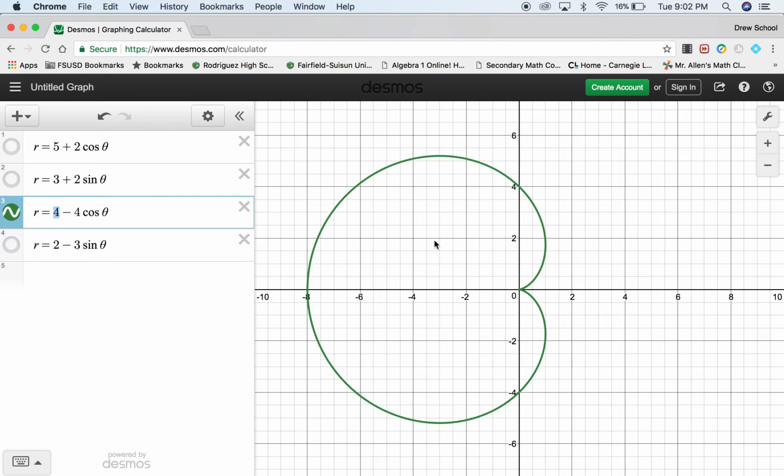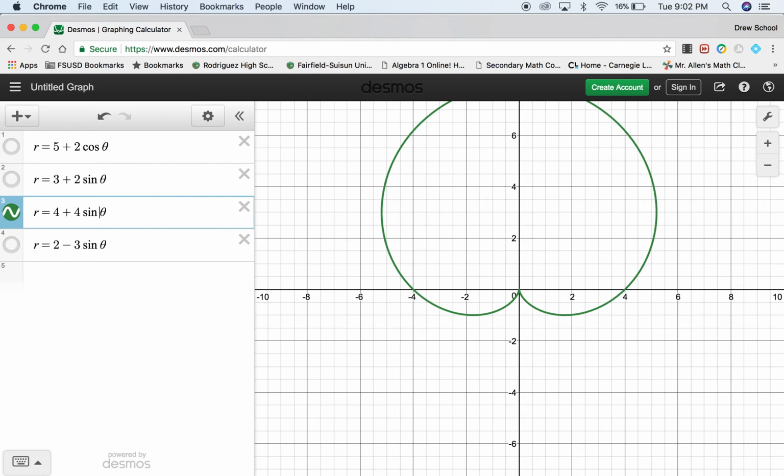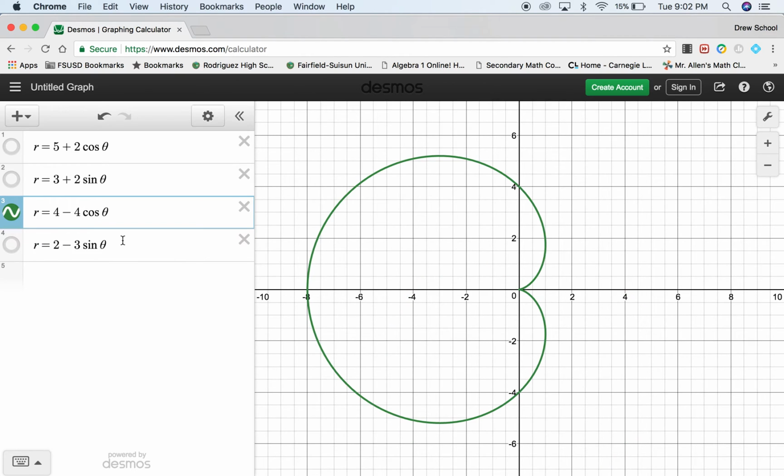Again, our A value is 4: 1, 2, 3, 4. If it was plus, the majority would be going in the positive. If it was sine, then it would be symmetrical over the y-axis. If it was minus, the majority would be going down. Since it was minus, we'll put cosine as the original. So this is a cardioid when A and B are equal, or A divided by B equals 1.